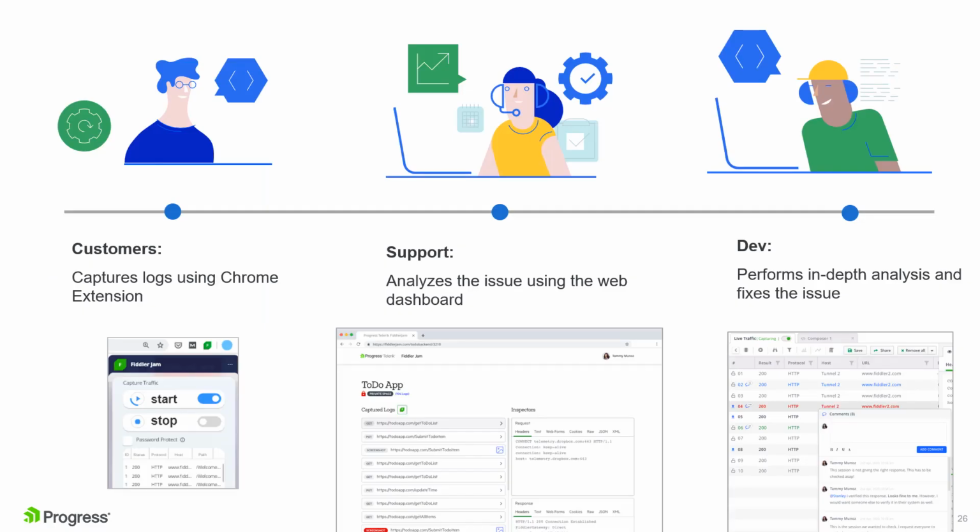So now with Fiddler Jam, customers can submit logs using a simple Chrome extension, and support users can view and analyze logs on a web dashboard. They can add more context about their analysis using comments. And then finally, they can hand over these logs to developers, and developers can use Fiddler Everywhere to perform in-depth analysis and can also look at all the comments and context that the support team has added and collaborate with them with a single tool chain.